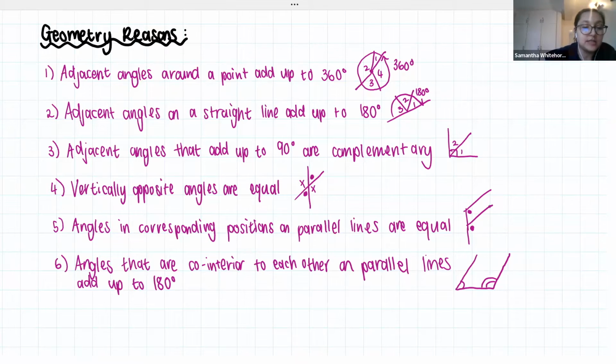And the final reason that we learned was the fact that angles in alternate positions on parallel lines are equal. And this, of course, is your zigzag or your N or your Z shape.